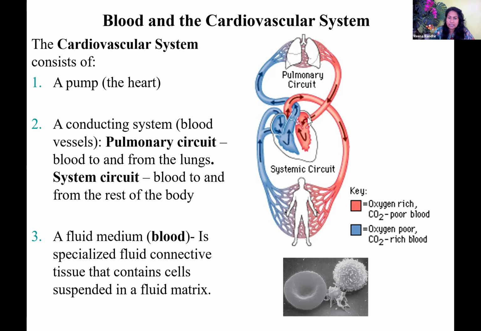So the cardiovascular system comprises the heart, the conducting system, and the fluid that's flowing inside the arteries, which is called blood, which is classified as fluid connective tissue because it has a fluid matrix with specialized cells in it.